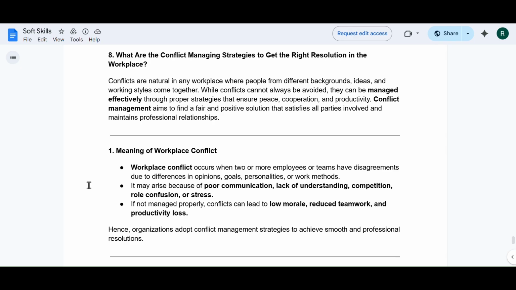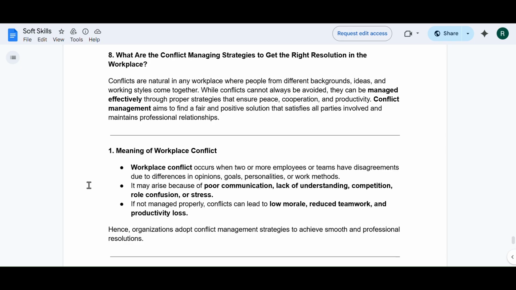Workplace conflict occurs when two or more employees or teams have disagreements due to differences of opinions, goals, and personal or work methods. It means that when two persons wouldn't come onto a single page, then this workplace conflict would occur.